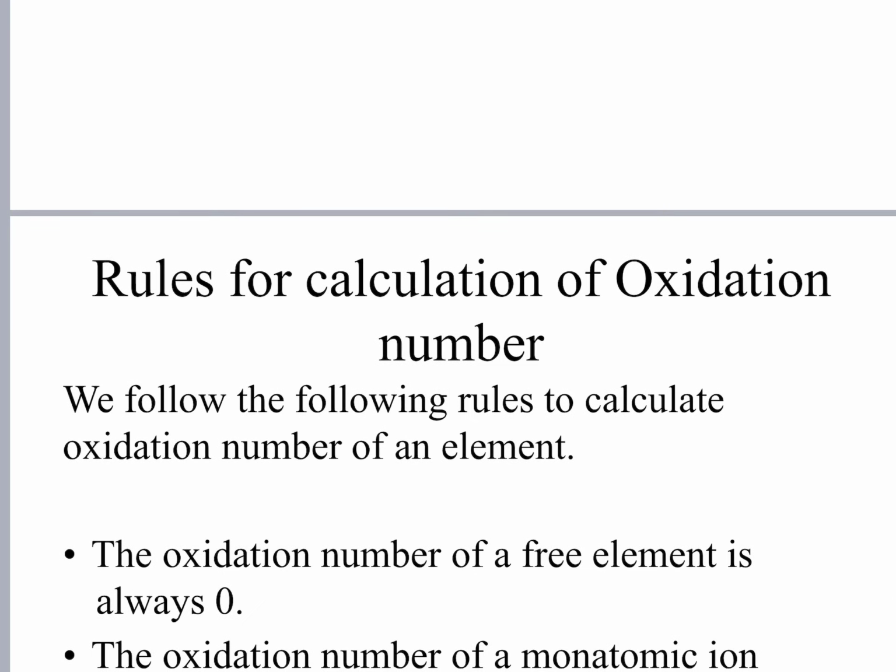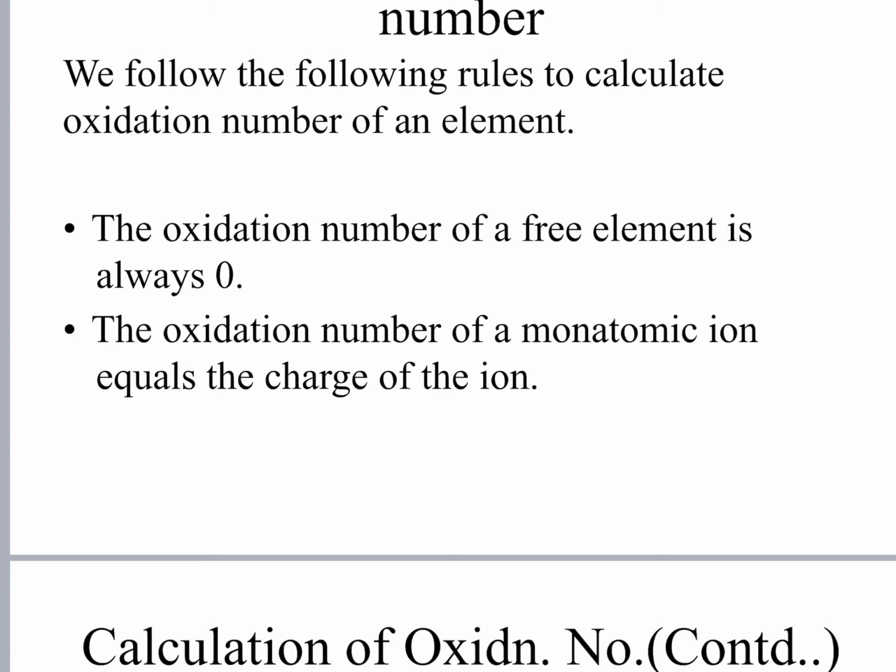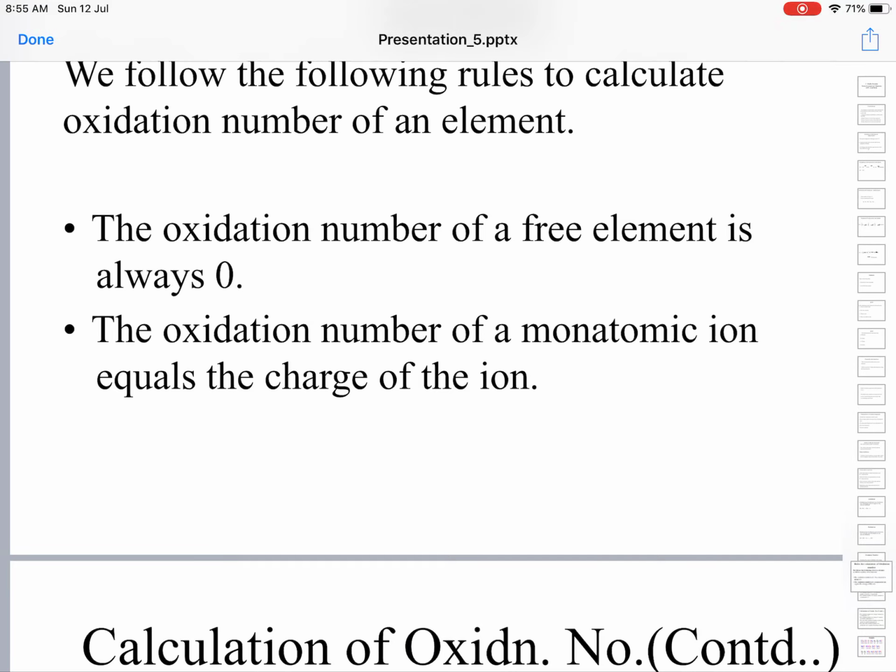Rules for calculation of oxidation number. We follow the following rules to calculate the oxidation number of an element. First, the oxidation number of a free element is always 0. A free element: Cl2 is 0, H2 is 0, helium is 0. Free element is 0.